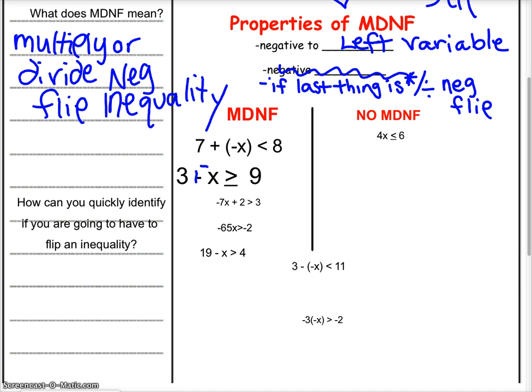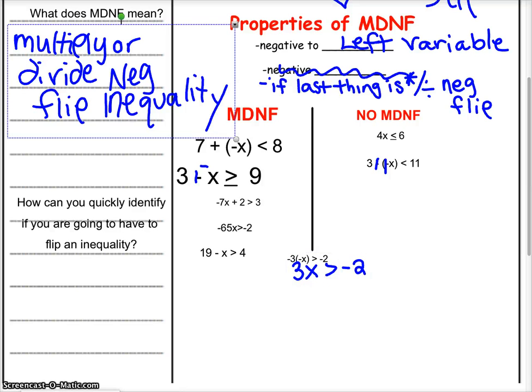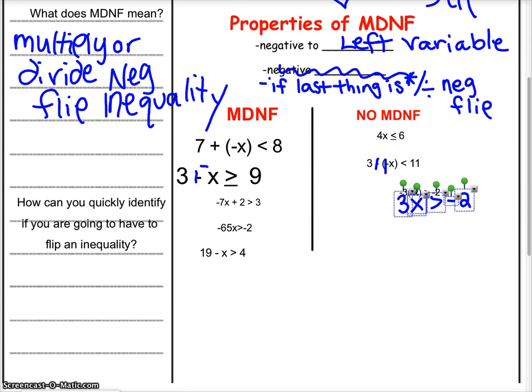No, because look at plus plus. So it just turns to 3. This is not an MDNF. What about this one? What's negative 3 times negative x? Positive 3x. Do I have to flip a positive? Yes or no? No, because MDNF means if you multiply or divide by a negative, you flip the inequality. I don't care about positives. Okay? So it always has to be a true statement.